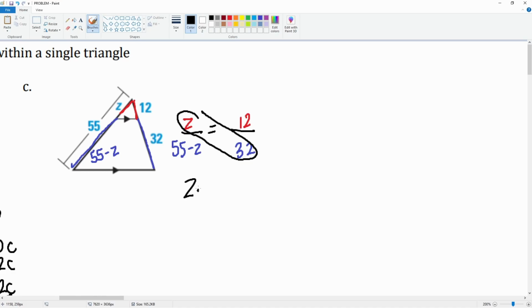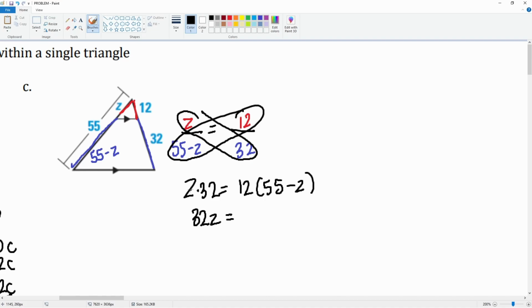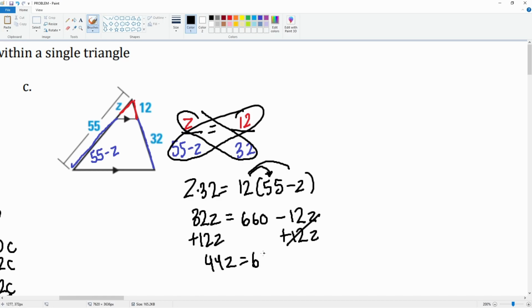Z times 32 is equal to 12 times 55 minus Z. This is 32Z is equal to 12 times 55, which is 660. Then 12 times Z, which is 12Z. Plus 12Z to both sides, because this cancels out. 32Z plus 12Z, it is 44Z is equal to 660.